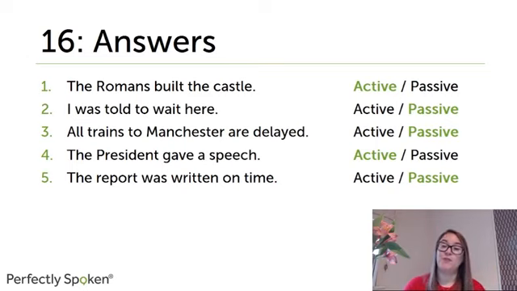We also talked about if you want to say who, you can add by. So example, I was told to wait here by my boss. But this is an example of a passive sentence, maybe because the agent is unimportant or the agent is something we don't know. Okay, so if you'd like to review the passive, have a look back at lesson 16.